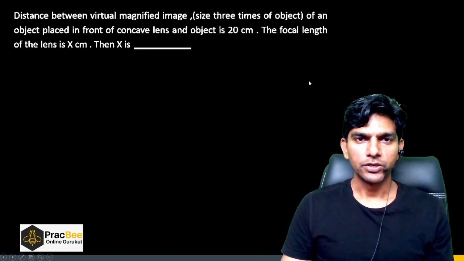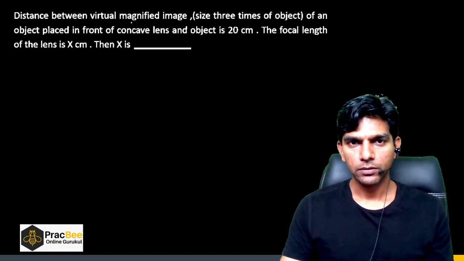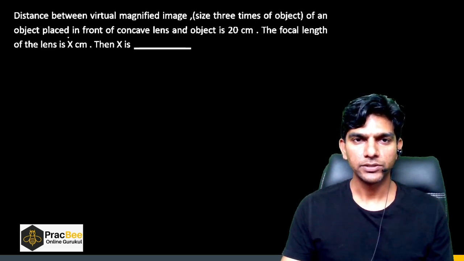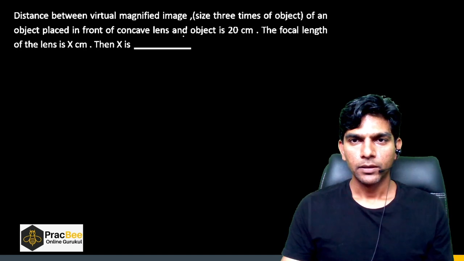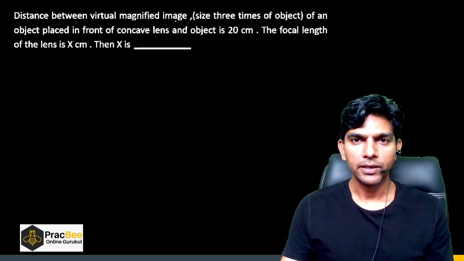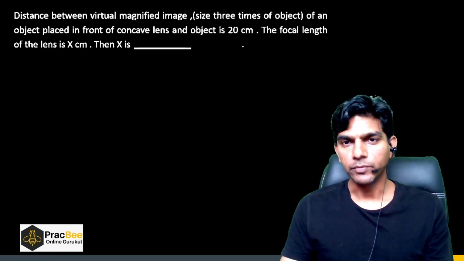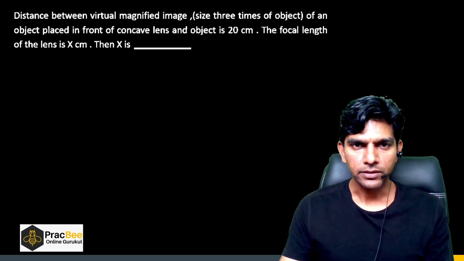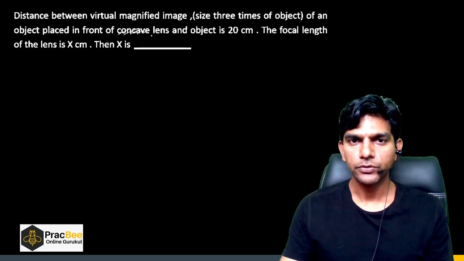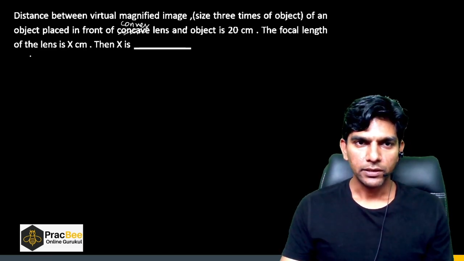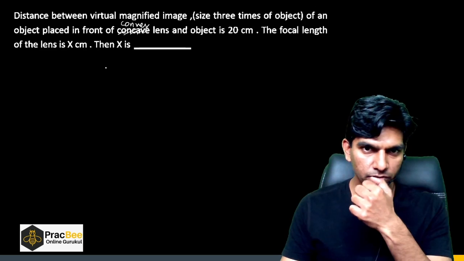So the next question is from ray optics. The distance between the virtual magnified image, of size 3 times the object, and an object placed in front of the concave lens is 20 centimeter. Okay, so the distance between the object and the image is given to us, and since we have a magnified image, I think there is some correction, because a concave lens can't produce a magnified image, so it should be convex. Okay, right, so the focal length of the lens is x centimeter. Find the value of x.